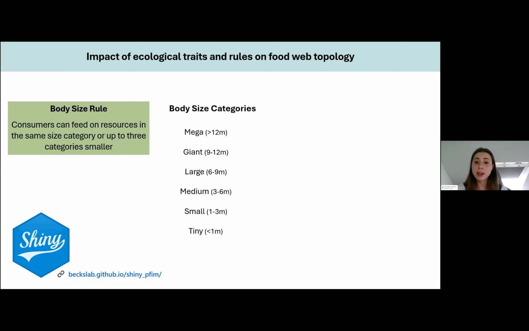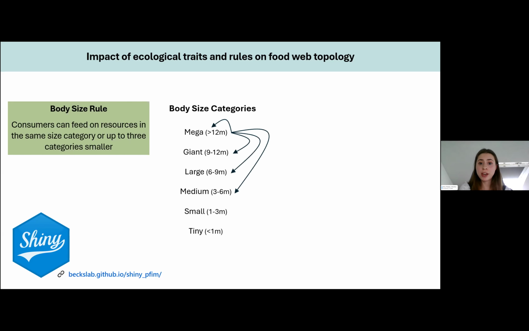And this doesn't affect all the size categories. So for example, if we have a large consumer, it can feed on itself, it can feed on something medium, small, or tiny. So essentially that has no limits. Whereas if we have something mega, it can feed on itself, something giant, large, or medium, but it can't feed on anything small or tiny.